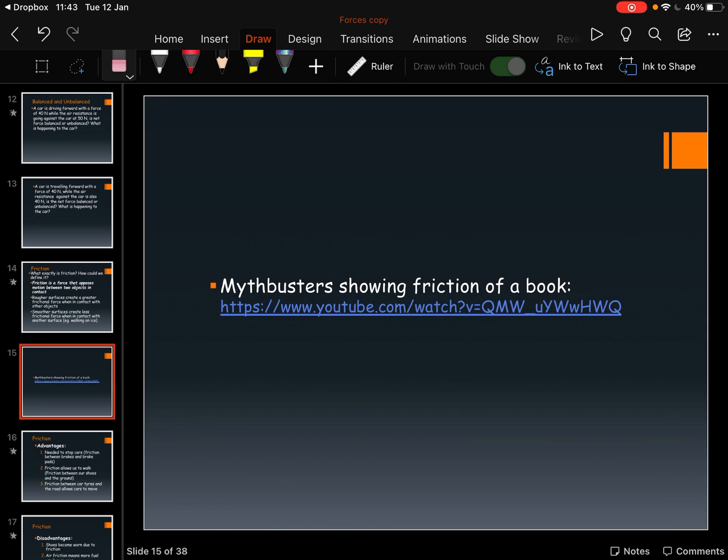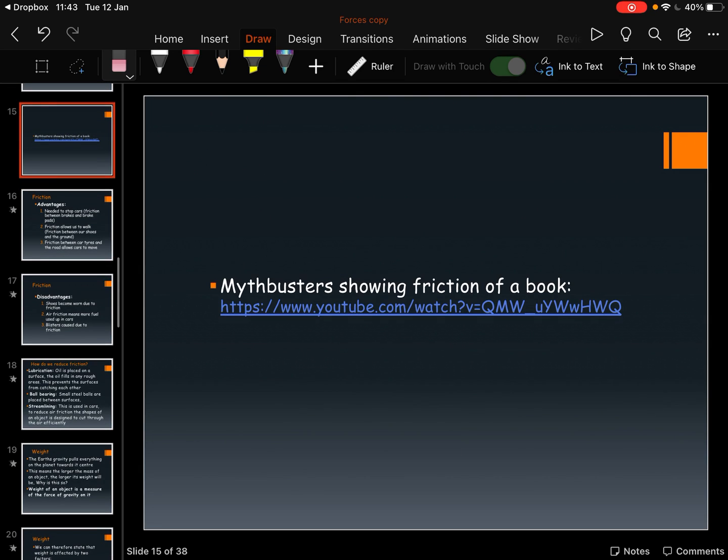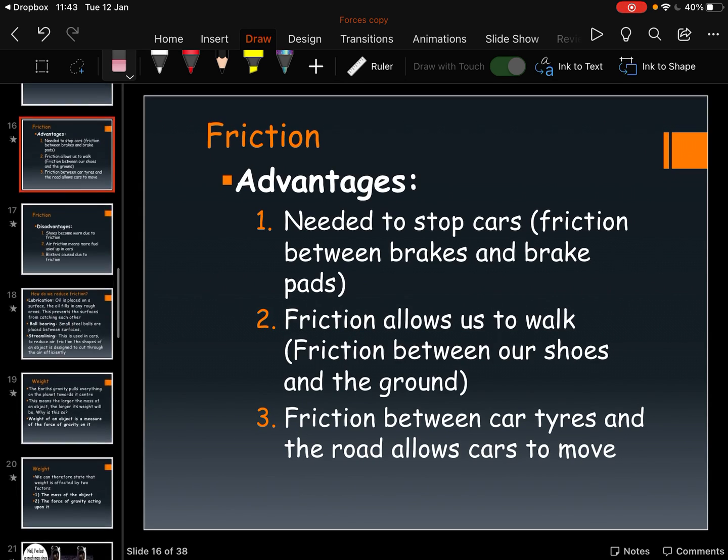Right, so there you go, take down those 3 points. Then have a look at this. This is a Mythbusters thing where they have, is it a massive phone book, and they show you the force of friction between the pages. It's an interesting thing. Have a look at that.